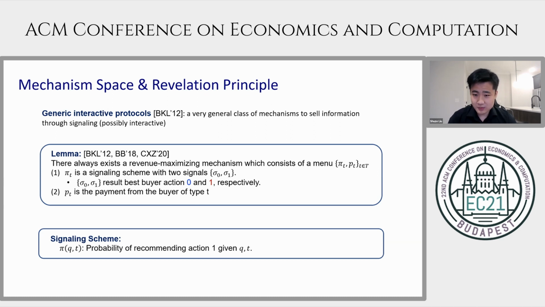And p_t is the payment from the buyer with type t. So we sell information through signaling, and the signaling scheme in our paper is defined as pi(Q,T), which models the probability of recommending action 1, or sending sigma 1, given Q and T.